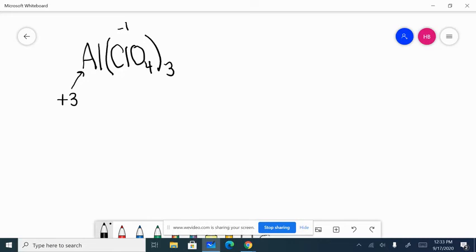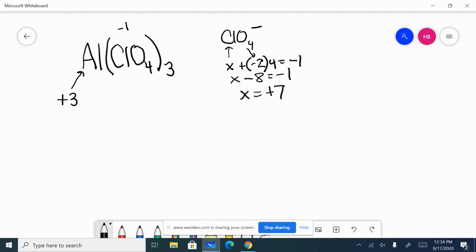But let's say that I go about it the way of, I know that perchlorate, so ClO4, has a charge of -1. I can do it this way. Then I can say that I don't know what chlorine is, but I do know that oxygen has a charge of -2, and there's 4 of them, and it equals the overall charge of the perchlorate ion. So it's x minus 8 equals -1. So chlorine in this case has a charge of +7.